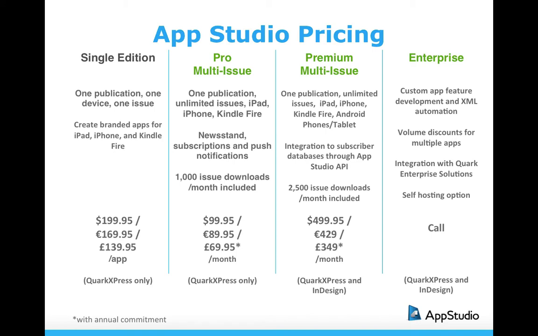The third plan, Premium Multi-Issue, is basically the same as the second one, with 2 or 3 additions. One is you can integrate with a subscriber database, which means that you can sell subscriptions outside Apple's App Store, for example, and just link into your existing customer database and offer them incentives like if you subscribe to our print edition, you get the digital one for free. But that's up to you, of course. It also includes more issue downloads, 2,500 downloads per month. Of course, if you need more, you can always purchase more.